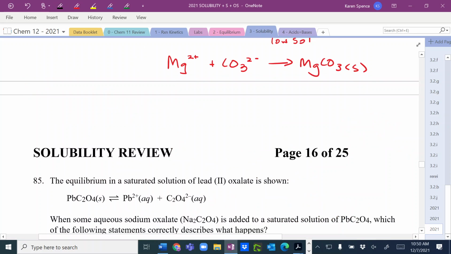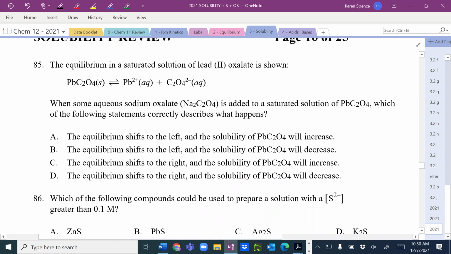85. The equilibrium in a saturated solution of lead oxalate is shown. Some sodium oxalate is added to a saturated solution. So we have increased the concentration of C2O4. So the system shifts to the left. And if it's shifting to the left, what has happened to the solubility?